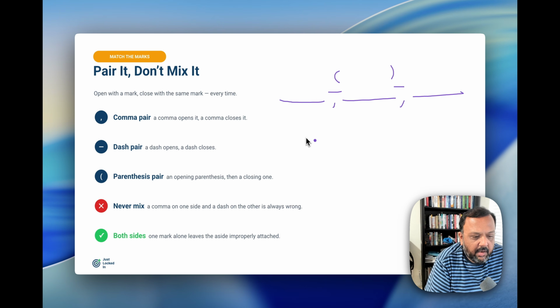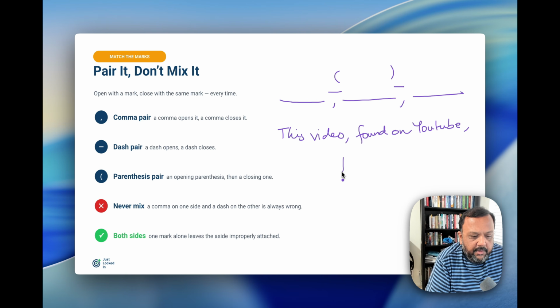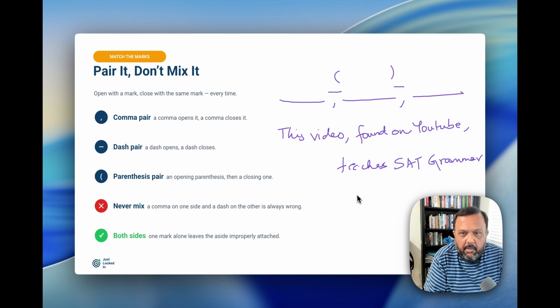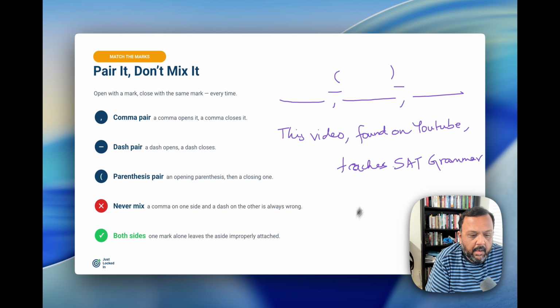For example, now I'll write a sentence, right? This video, found on YouTube, okay, teaches SAT grammar, okay, or grammar for the SAT, whatever, okay. So "this video teaches SAT grammar" is the core sentence and it expresses the core idea. Now this is supplementary information, right? So now what you could do is set it off with a comma.